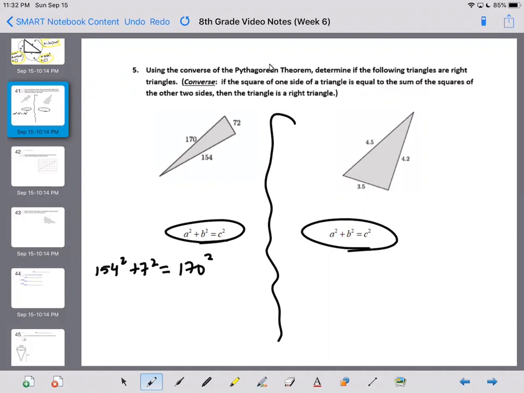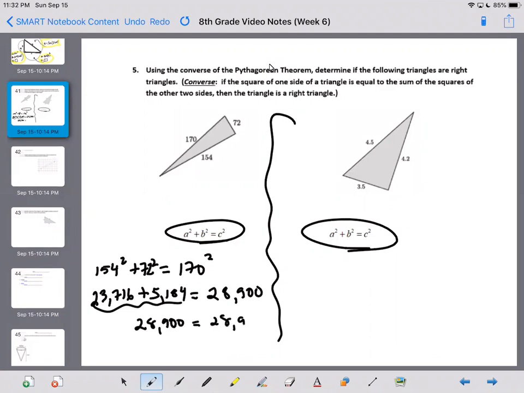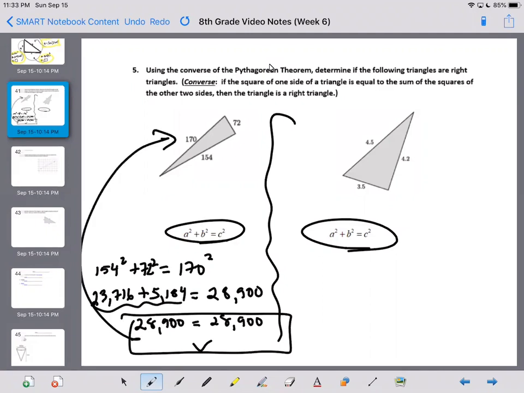Well, 154 squared is going to be 23,716 plus 72 squared, which is 5,184, and 170 squared is 28,900. Now, if you add these two together, you're going to get 28,900, and that checks. Since it equals, we know that this is a right triangle.